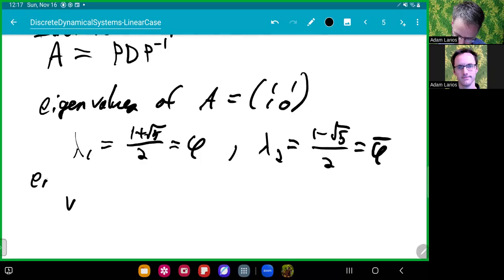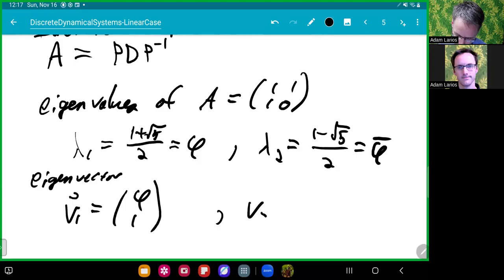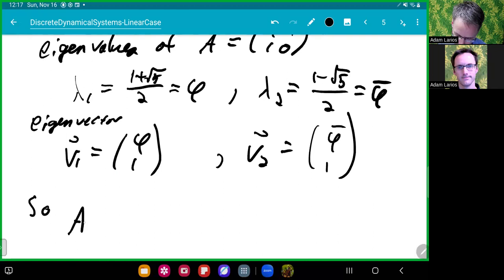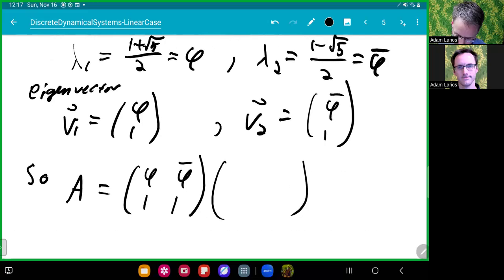Also, eigenvectors, and we'll use these same numbers for them. V1 is phi and then 1, and V2, the one corresponding to lambda 2, is phi bar and 1. And so A is equal to, well, we wanted to write it as PDP inverse. So P is just, we put these eigenvectors together. D is the corresponding eigenvalues in the same order. So let's write just phi and phi bar, 0, 0.